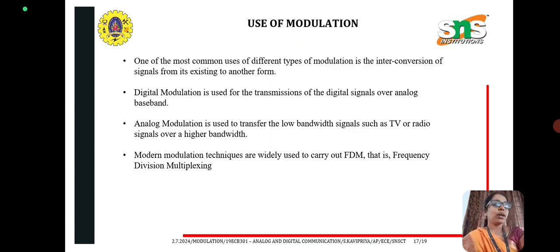So what is the use of modulation? One of the most common uses of the different types of modulation is interconversion of a signal from its existing form to another form. Digital modulation is used for transmission of digital signals over an analog baseband. Analog modulation is used to transfer the low band signals. Modern modulation techniques are widely used to carry out FDM.